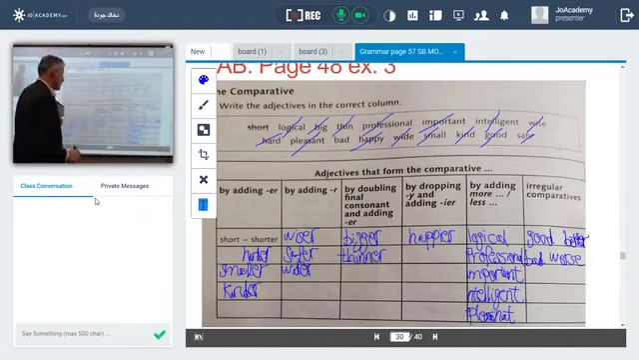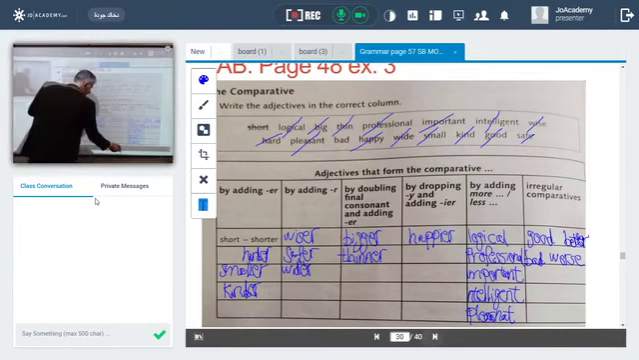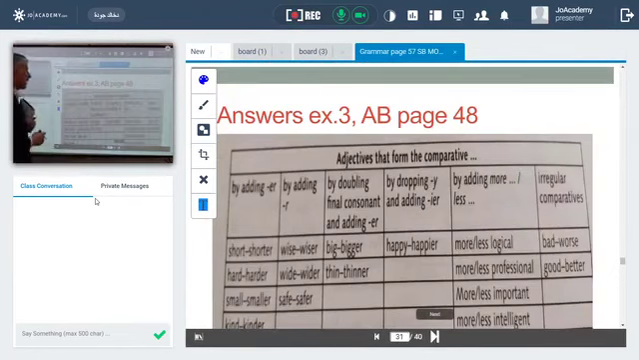Okay, so these are the adjectives. We made them in the comparative table. We wrote the adjectives according to their groups. Let's see if our answers are right or wrong. Answer exercise 3, activity book, page 48.